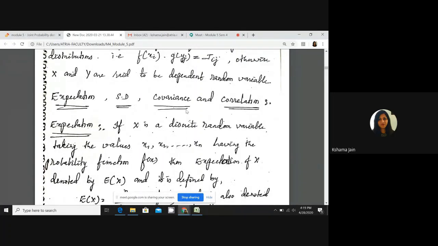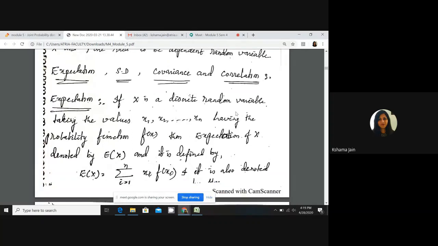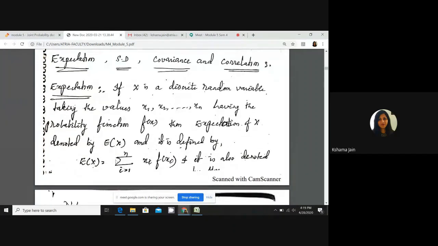When you start even statistics, these terms come. Correlation, you have already studied. Correlation is a relation to find the relation between any two or three variables. Here are the expectation, SD is standard deviation, sigma, covariance, and correlation. So expectation: if x is a discrete random variable taking these values, having the probability function, the expectation of x is denoted always by capital E(X). And it's a very easy formula. You just need to remember it.